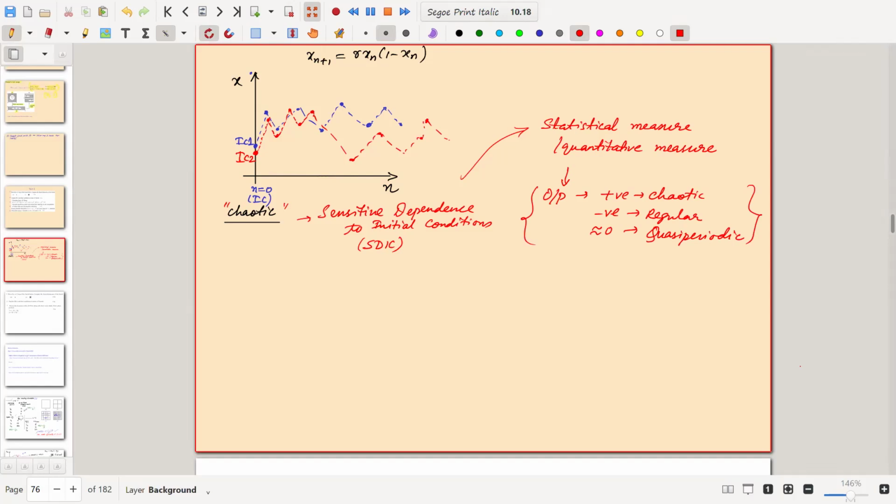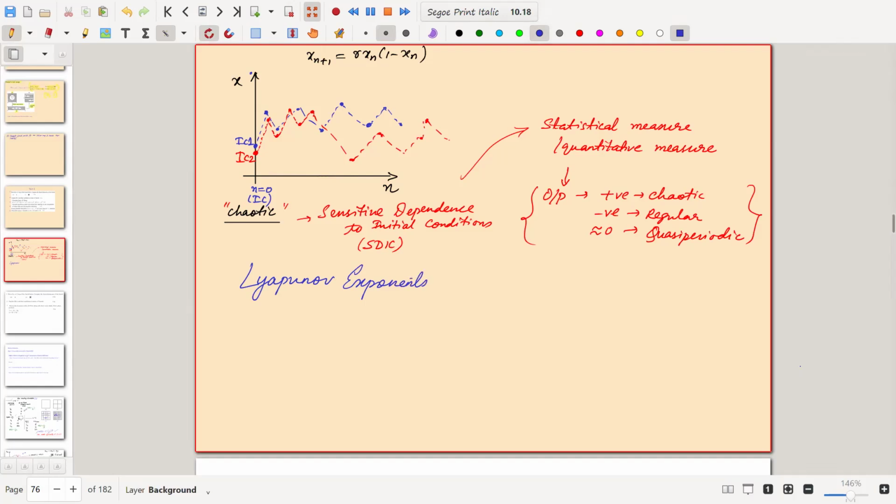Motivated by this, scientists thought about how we can frame a quantitative measure so that we can understand the chaotic behavior of the maps, or of dynamical systems. So scientists framed a new statistical, quantitative measure known as the Lyapunov exponents.